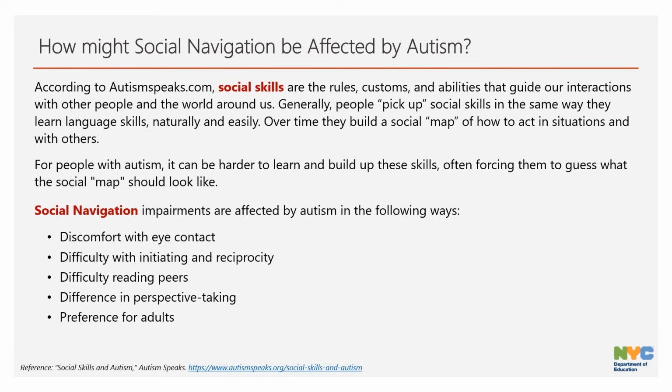For people with autism, it can be harder to learn and build up these skills, often forcing them to guess what the social map should look like. Social navigation impairments are affected by autism in the following ways: a discomfort with eye contact, a difficulty with initiating and reciprocity, a difficulty reading peers, a difference in perspective taking, and a preference for adults.